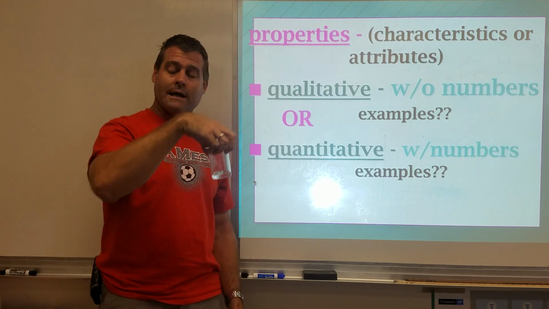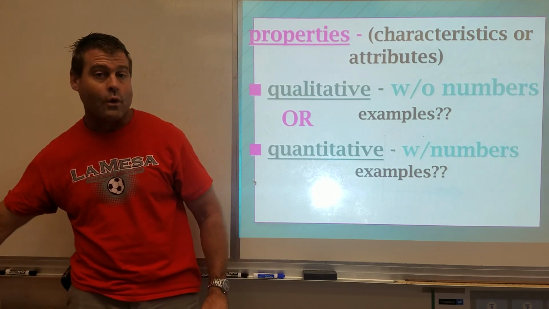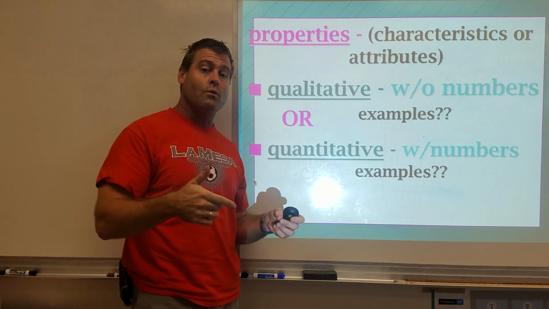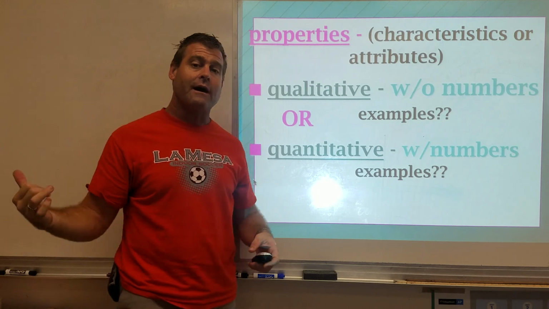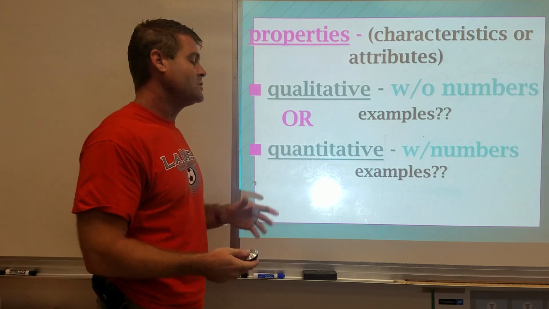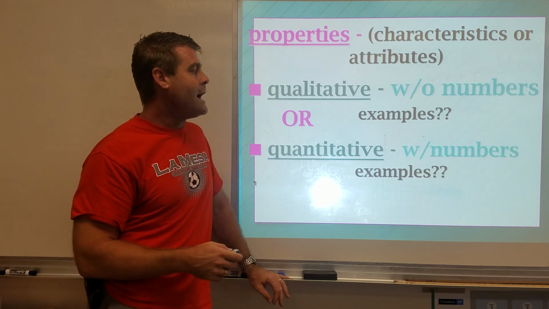So water, for example, has a density of 1 gram per milliliter. So every 1 milliliter weighs 1 gram, and that's unique to water and would help us to identify a clear liquid as water, because not necessarily all clear liquids are water. Okay, so these are just different ways to describe.